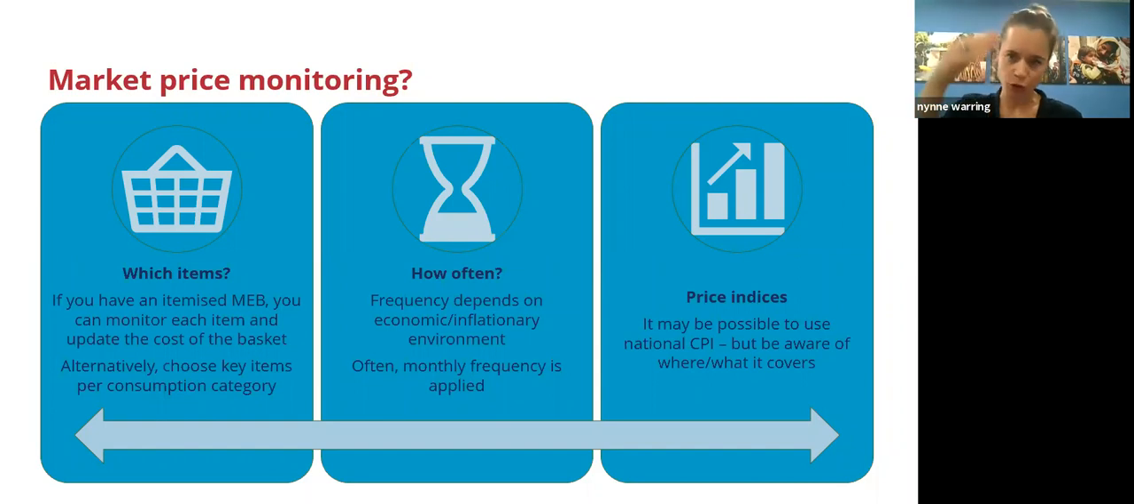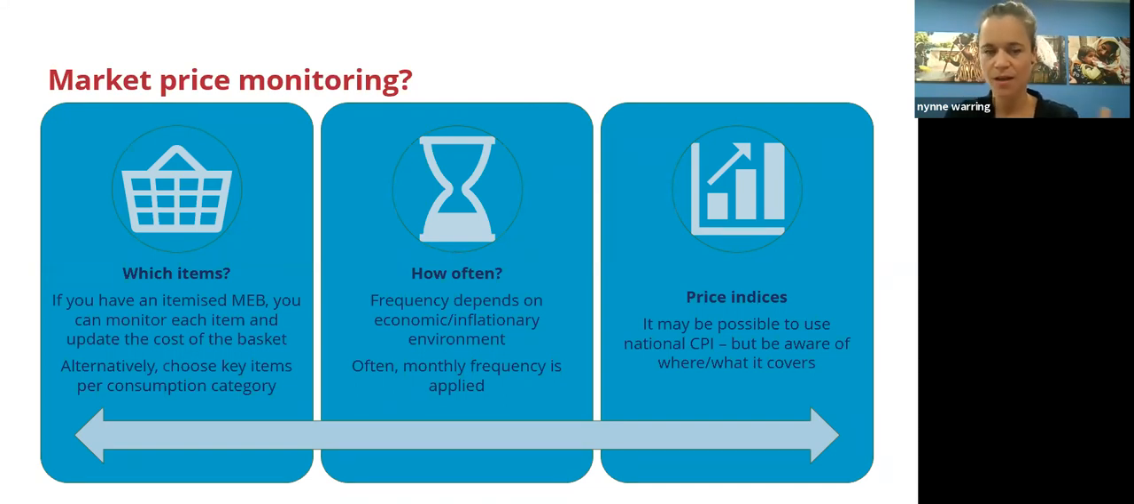Alternatively, and sometimes if we don't have, let's say, an itemized MEB, what you can also think about is constructing what we would think of as a price index. So you think of what are the key consumption items that people tend to have in different groups of consumption, and you monitor those items. So basically, in a nutshell, you want to stay as close as possible to what people are consuming in your price monitoring.